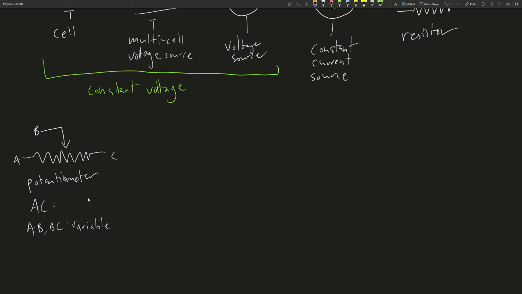Let me rewrite this. Resistance across AC is constant, but resistance across AB and resistance between B and C are variable. But they follow the condition that AB plus BC is equal to AC. So that's a potentiometer.